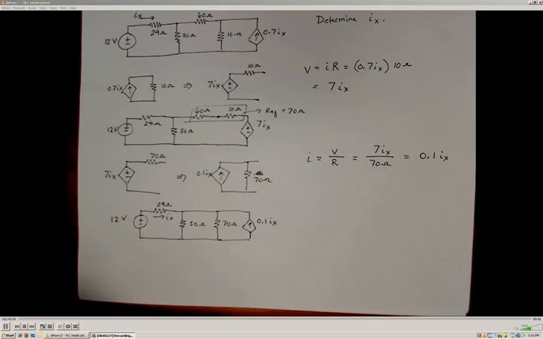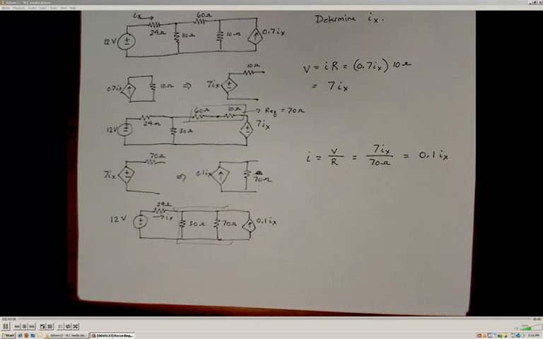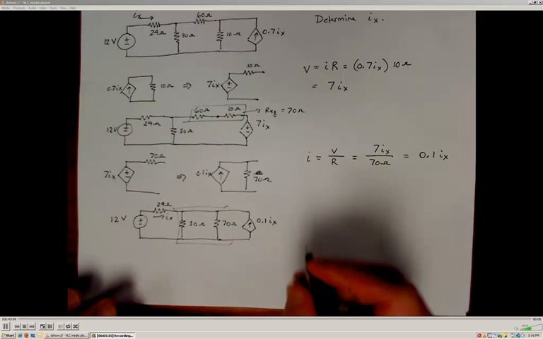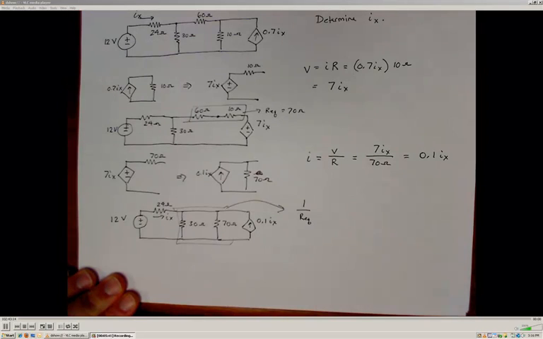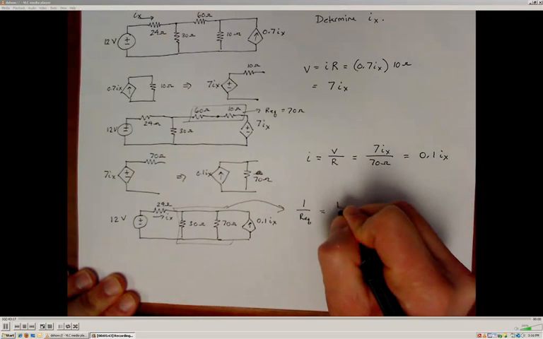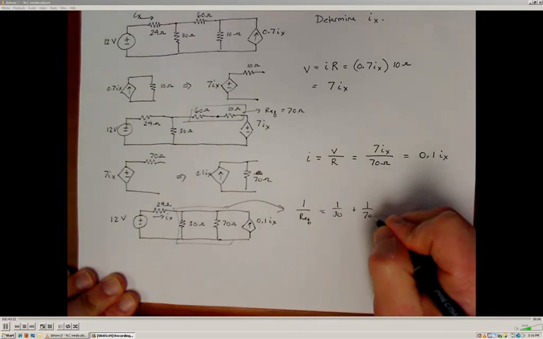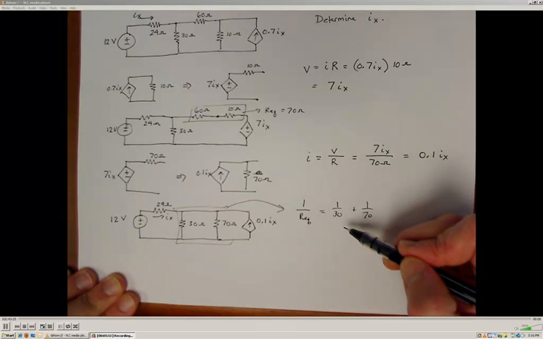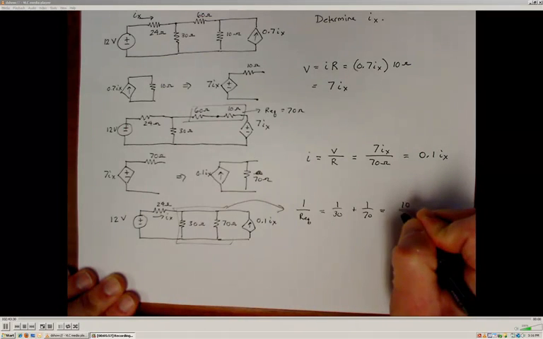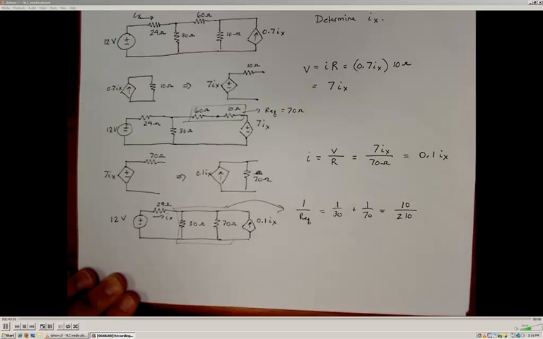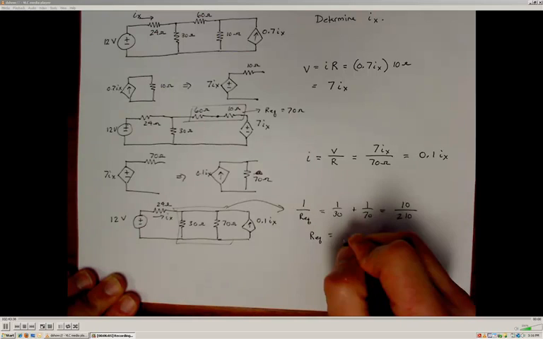Okay, so the next thing that I can do if I want to continue on with the source transformation is recognize that I have a 30 and a 70 ohm in parallel with each other, and I can determine the equivalent resistance of those two. So 1 over the equivalent resistance is going to be 1 over 30 plus 1 over 70, which is going to wind up being 7 over 210 plus 3 over 210, or 10 over 210. So my equivalent resistance for that parallel combination would be 21 ohms.